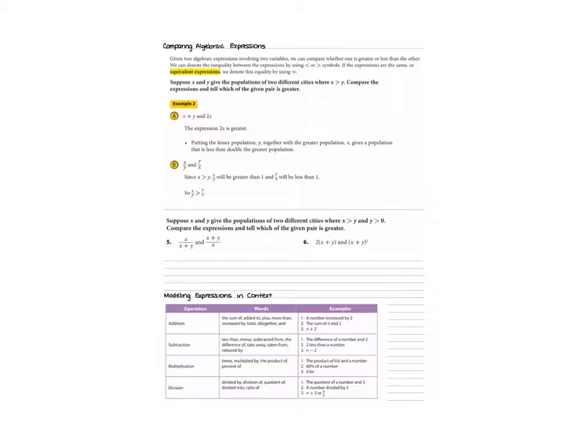So if x is 2 and y is 1, if you plug it into the x plus y, you have 2 plus 1 is 3, and then 2 times x, or 2 times 2, is 4. So the 2x would be greater. For b, same thing. It tells you that x is greater than y. So we have x over y, so 2 over 1 and 1 over 2. What's greater? The x over y.